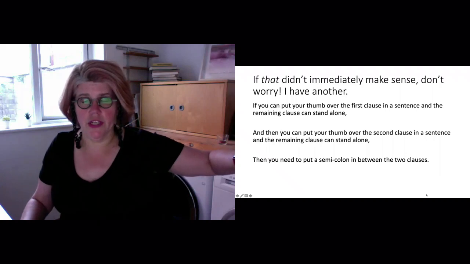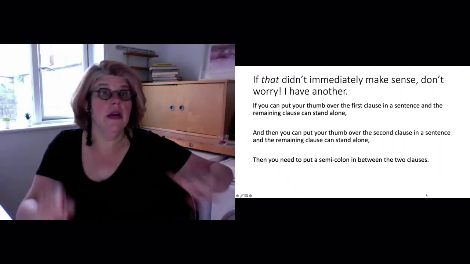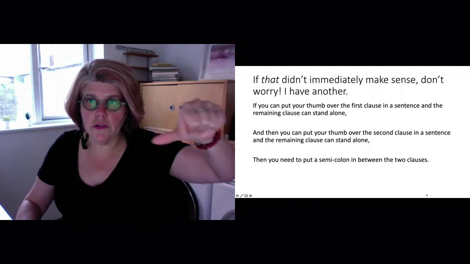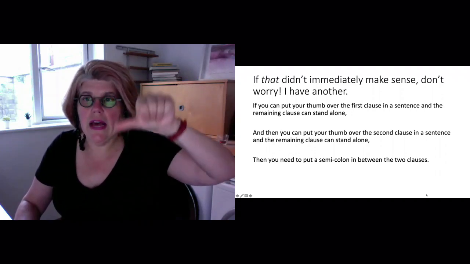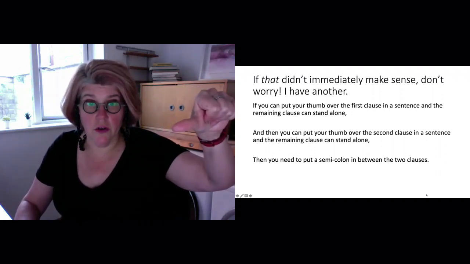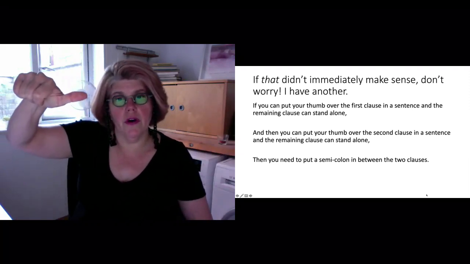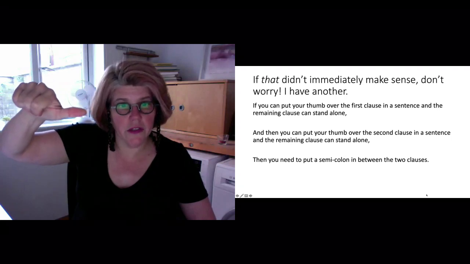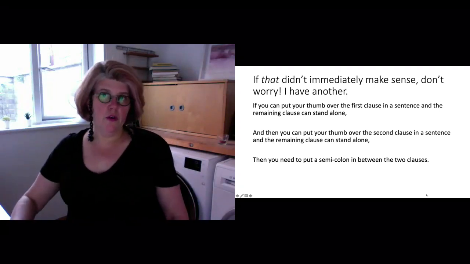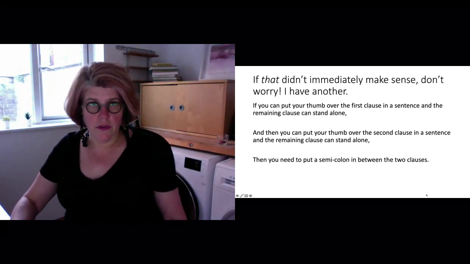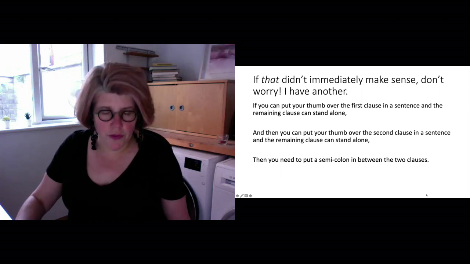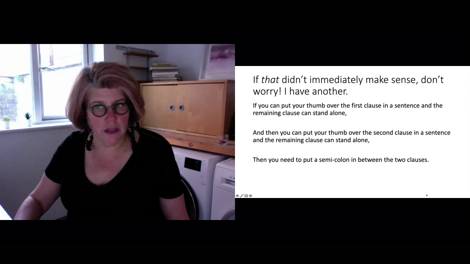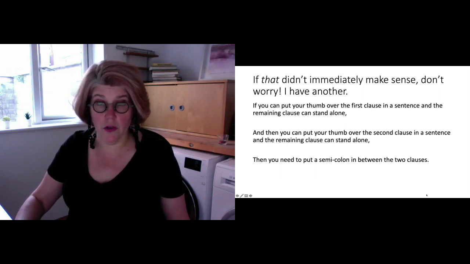If that explanation didn't make sense, don't worry, I have another one. If you can put your thumb over the first clause in a sentence and the remaining clause can stand alone, and then you put your thumb over the second clause in a sentence and the remaining clause can stand alone, then you need to put a semicolon between the two clauses. And yes, you can have more than one semicolon in a sentence because you can have more than one independent clause connected to another independent clause.